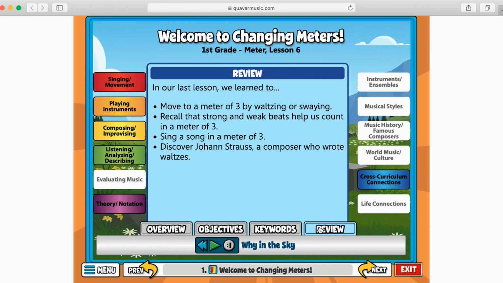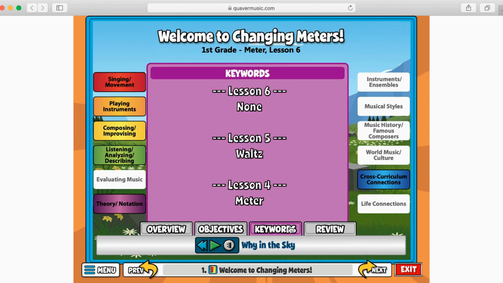And finally, our review. In our last lesson, we learned to move to a meter of 3 by waltzing and swaying. 1, 2, 3, 1, 2, 3. We also recalled that strong and weak beats help us to count in a meter of 3. They also help us to count in meters of 2 and 4. We were also able to sing a song in the meter of 3, and we listened to a piece of music from Johann Strauss. He wrote waltzes. So let's go back to these keywords, and we are going to find their definitions and translations in just one moment.